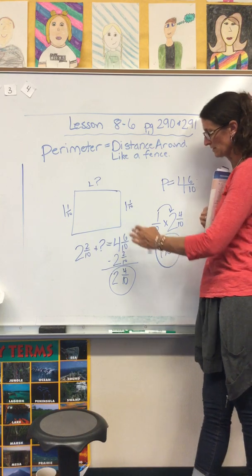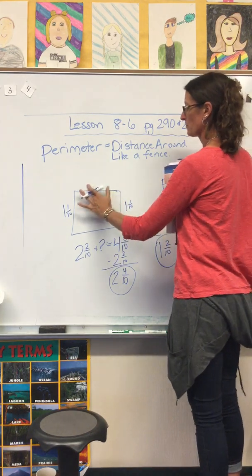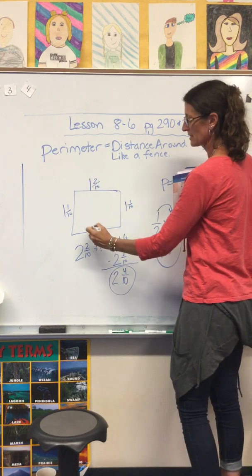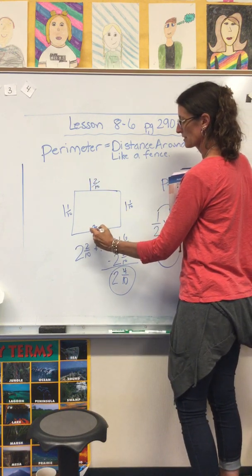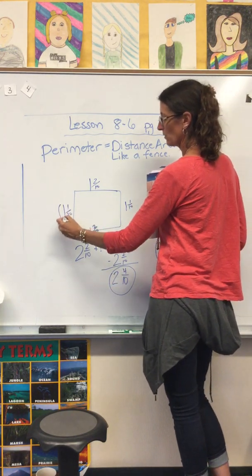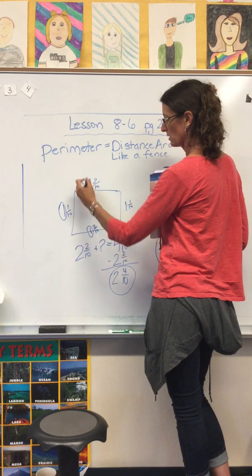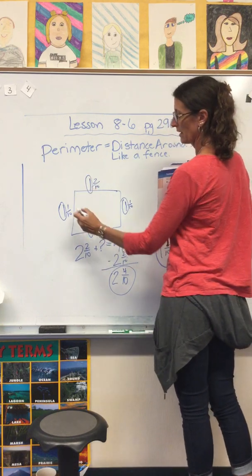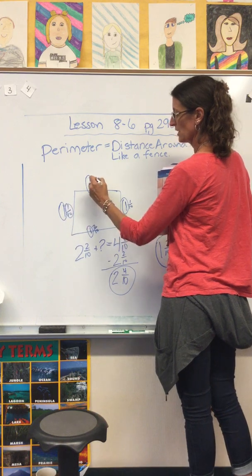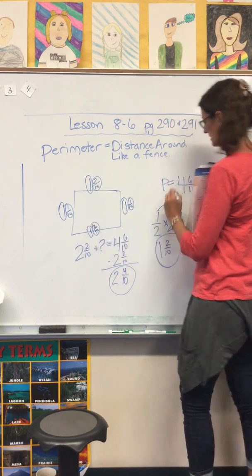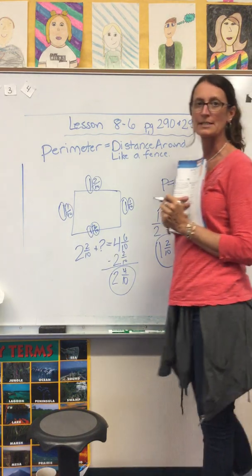So my answer here, 1 2/10. And this side is 1 2/10. And if I take all of them and add them up, I know I have 1 whole, 2, 3, 4 wholes, and then 1/10, 2/10, 3/10, 4/10, and then 5/10, 6/10 for my 4 and 6/10.